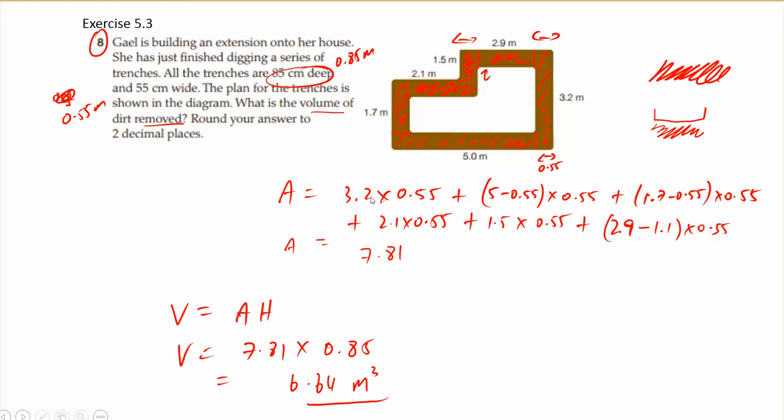Alright, let's double check. Should be okay. So the idea was I wanted to calculate the area of the brown, then multiply it by the depth to get the volume. So it's like a prism. Hopefully this should be okay.